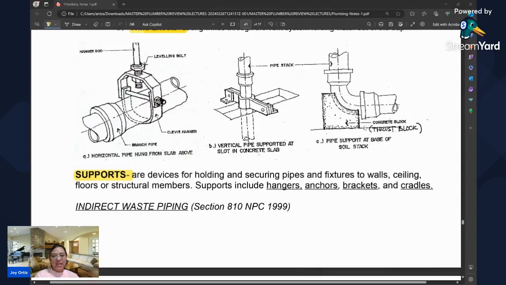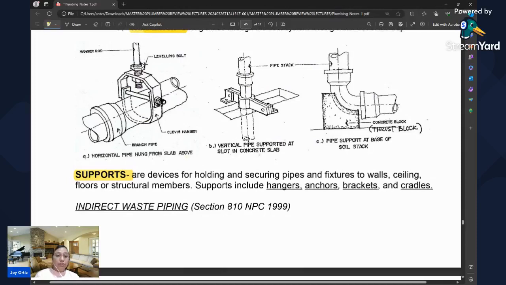Thank you. Okay, let's tackle the supports. Okay, supports naman po tayo. So, in supports, we have the horizontal pipe hung from a slab above, as we can see. Is the hanger rod. Usually, nakikita natin ito doon sa mga high-rise building.